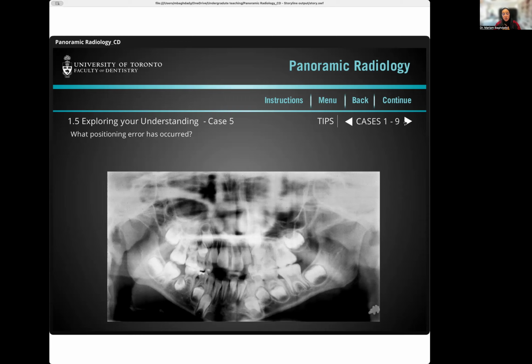That's exactly it. So in these situations, we always have a problem because we want to make sure, is this a true asymmetry or is this an asymmetry due to rotation? How do you guys think we can differentiate between true asymmetry, skeletal asymmetry, and rotational asymmetry? There's a trick. Compare the mandible on both sides.